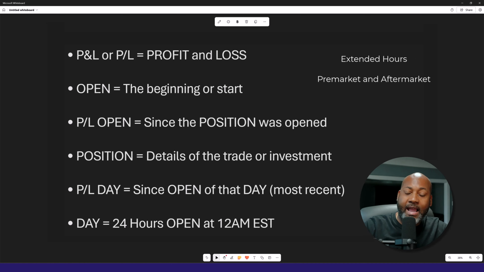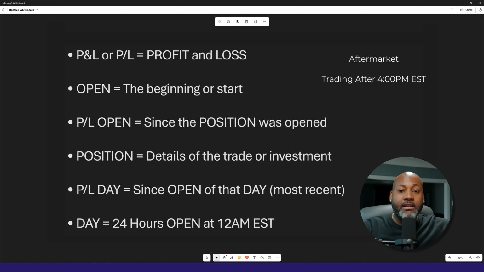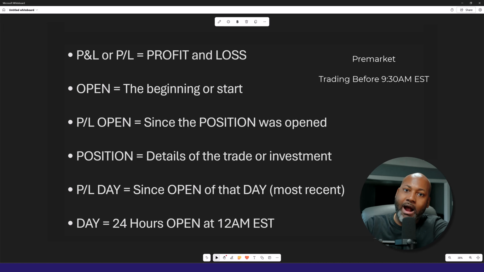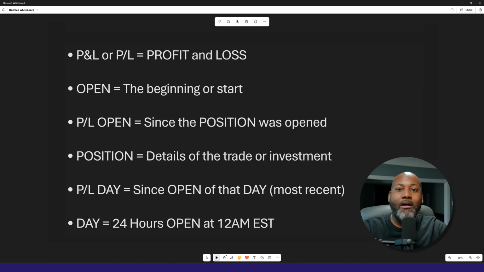Anything outside that is called extended hours. You've got aftermarket hours, and that's going to be after 4 p.m., and before 9:30 a.m. That's called pre-market hours. So we're talking about profit and loss during the day that the market is actually open.